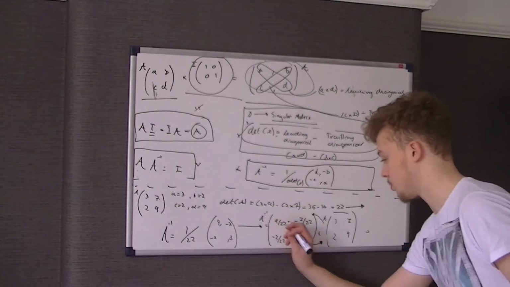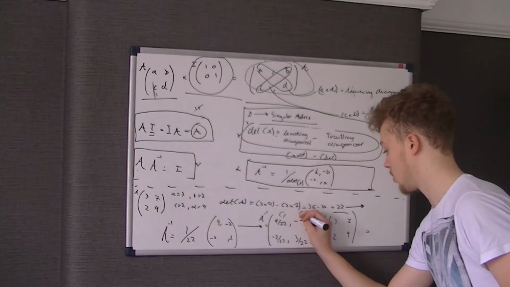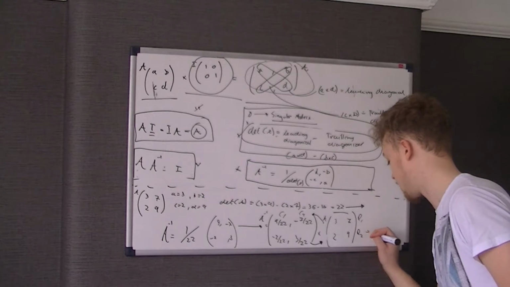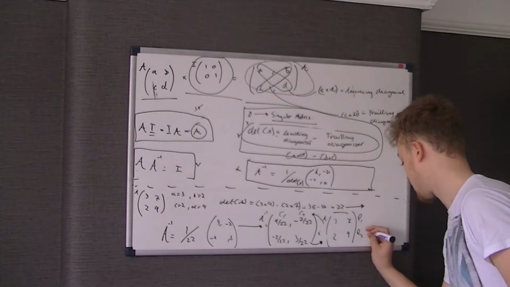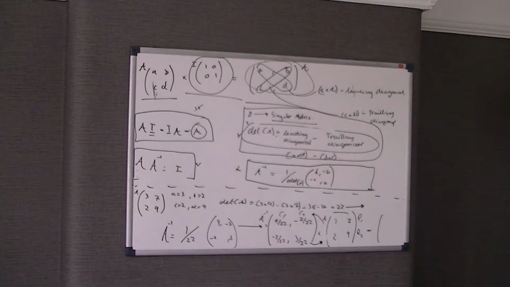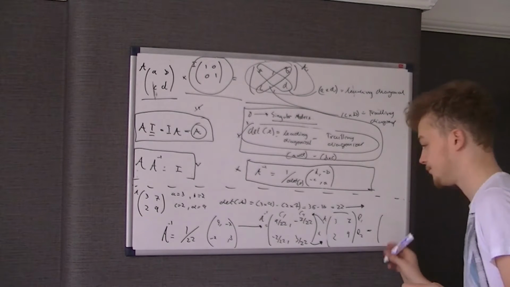So you could label it as what I normally do. So it's column 1, column 2, and then of A it's row 1 and row 2, so you know what you're timesing in and what you're not. Okay, so the first one is column 1 times row 1. So it's 9 over 22 times 3.